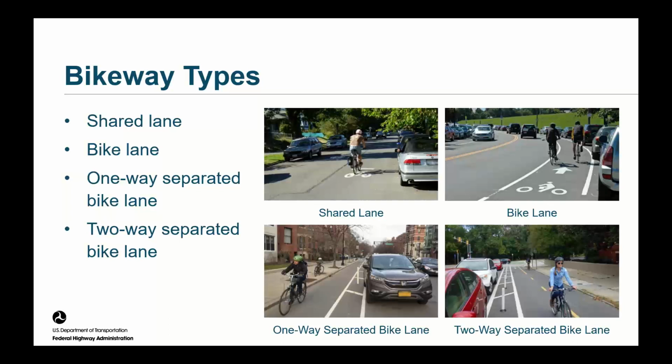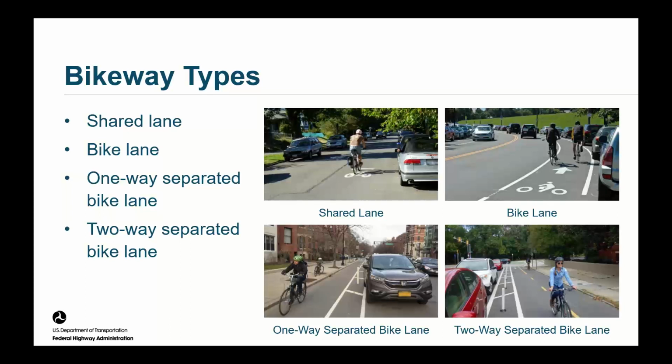For one-way and two-way separated bike lanes, the bikeway selection guide goes into detail about the different facility types, but a one-way separated bike lane on both sides is going to provide better access. It's going to be a little bit more predictable movement, less concern about dooring. It's definitely an all ages and abilities network, but it's going to take a little bit more space within a cross-section than a two-way separated bike lane.